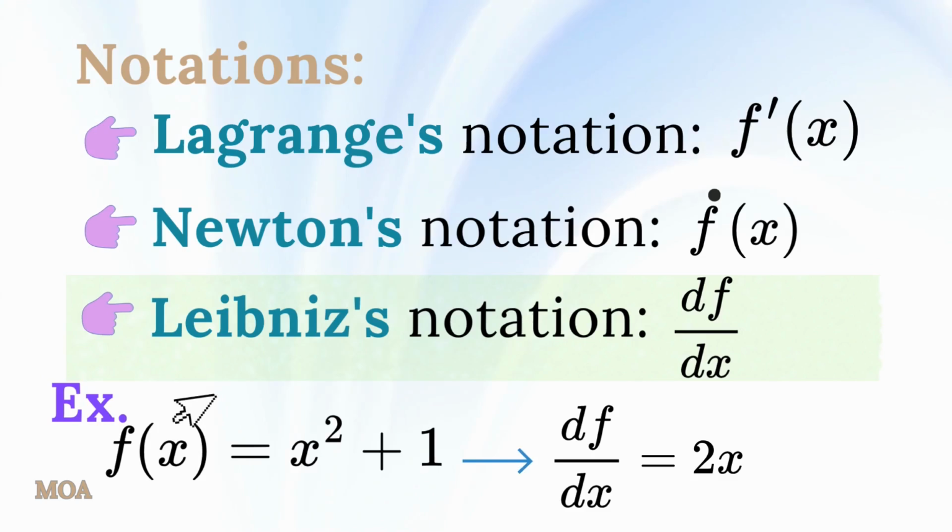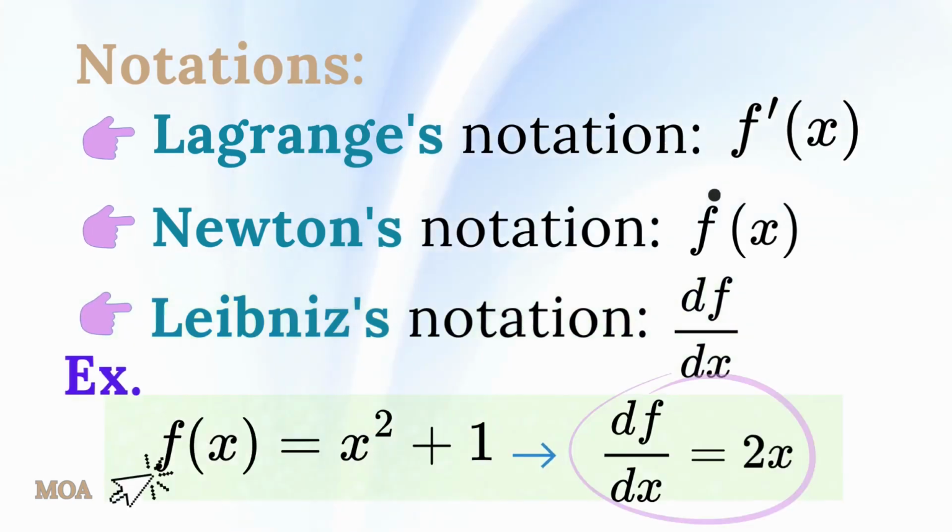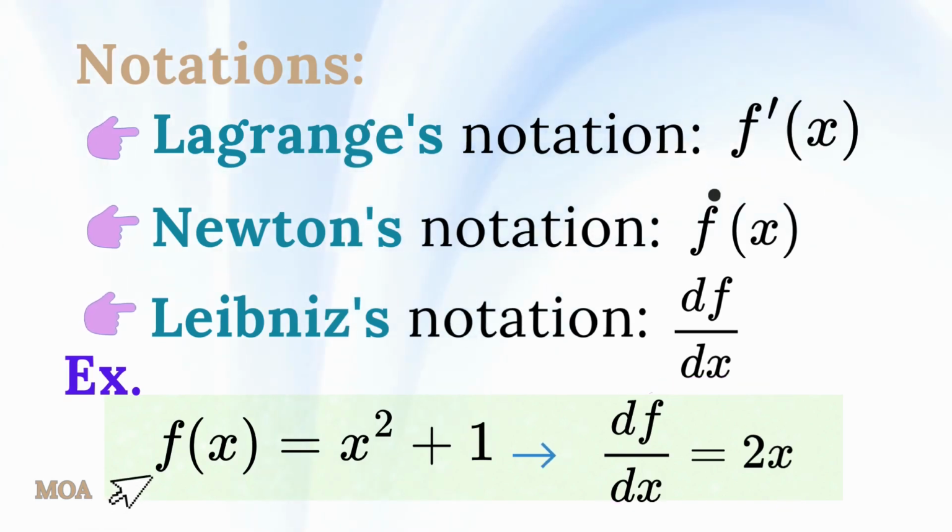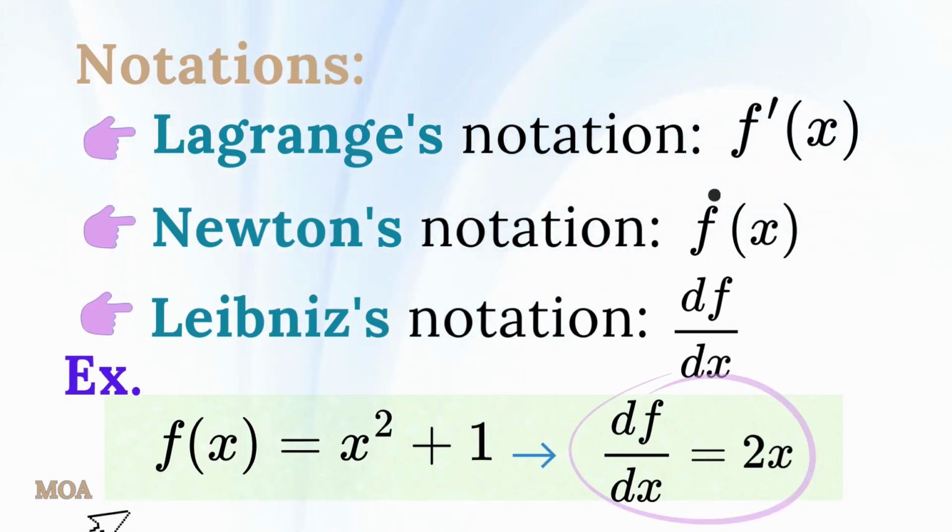As for Leibniz's notation, df over dx, read as the derivative of f with respect to x. This notation precisely specifies which variable is taken into consideration and will be adopted henceforth in multivariable functions. For instance, in the case of f of x equal to x squared plus 1, adopting Leibniz's notation, the derivative is written as df over dx equals d over dx of the quantity x squared plus 1, which gives 2x.